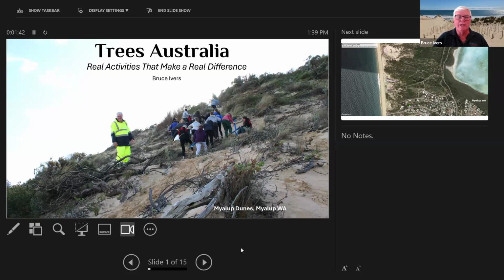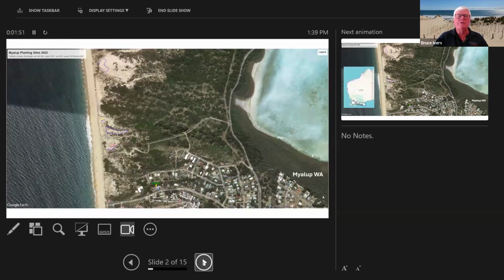And you can see a bunch of kids walking up the hill there, down at Mile. And I've clicked the next screen. And for those of you who are not all that familiar with Mile, this is a map showing the north end of the township. And on the left-hand side is the Indian Ocean. And you can see the beach that runs along the edge of the ocean there. And there's about 900 metres of beach there. And that's the area we were planting.